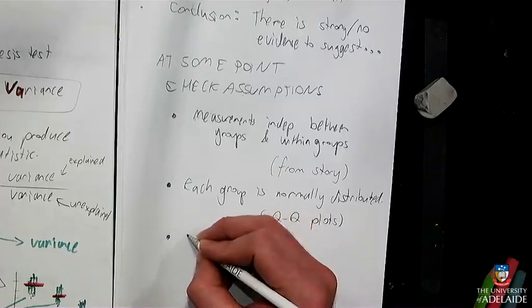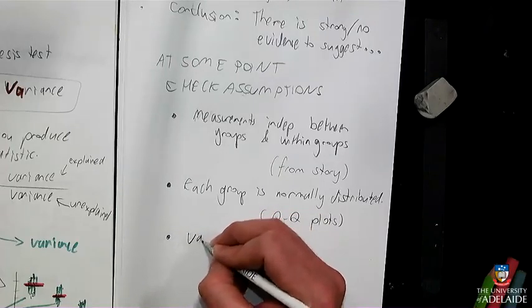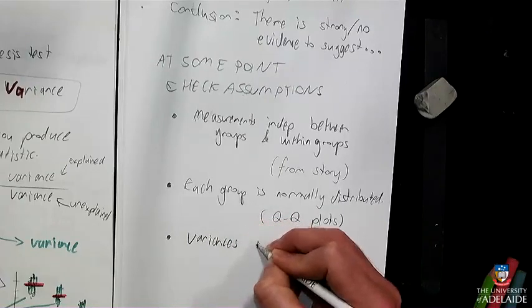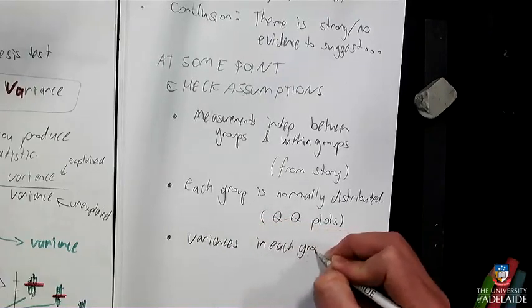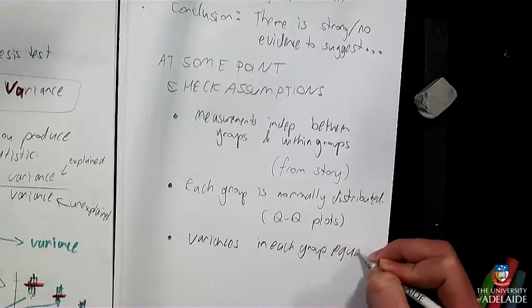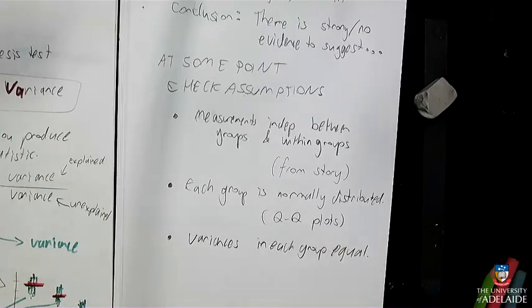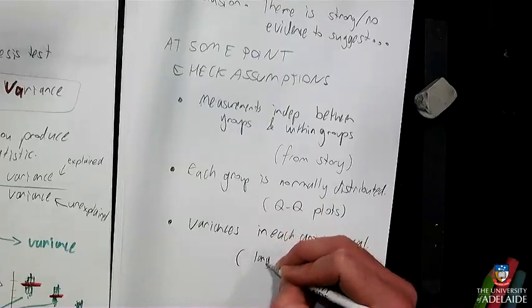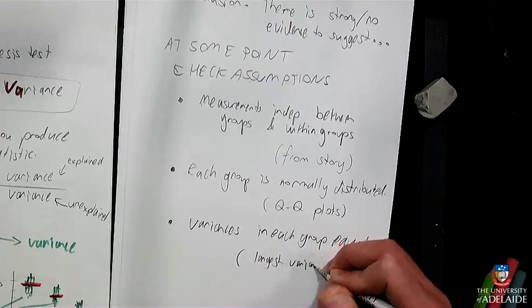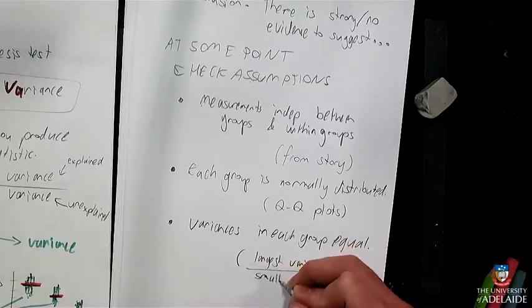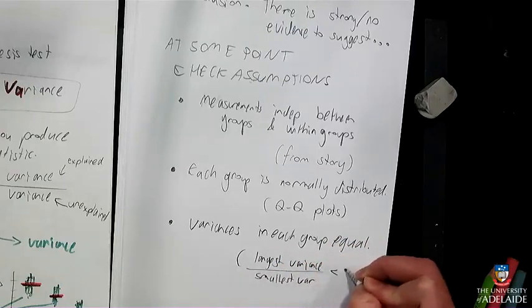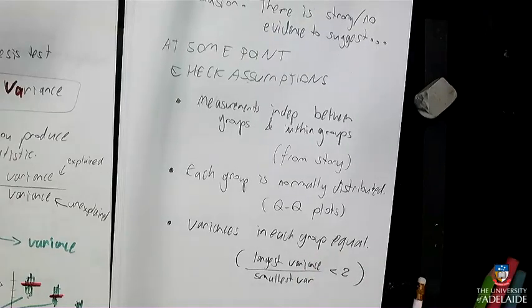And the variances in each group are equal. Okay, and I was taught to check this by taking the biggest variance and the smallest variance and seeing if the biggest one was less than 2 times the smallest one. Yep, okay, cool. Largest variance divided by smallest variance is less than 2.